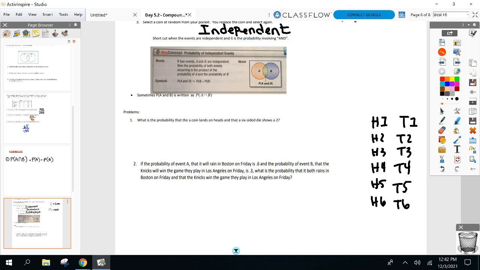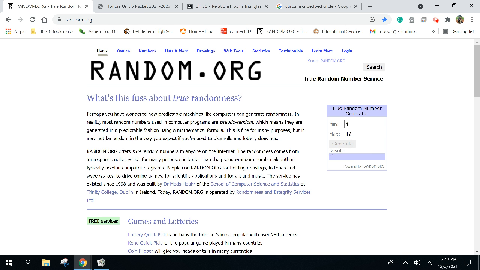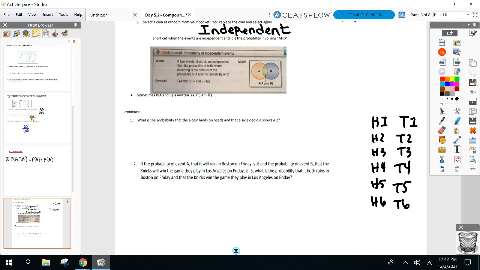Don't say anything. Think about it, and I'll call on somebody. So here are all my choices. Heads and a 2. Not or, and a 2. How many of them out of how many? How many choices do I have? 12. Out of those 12, how many are a head and a 2? 1. Okay, yeah, that's my answer. 1 out of 12. Let me show you how to use the formula now to get 1 out of 12.